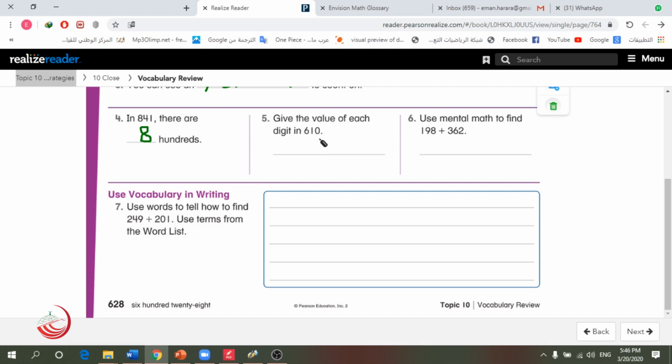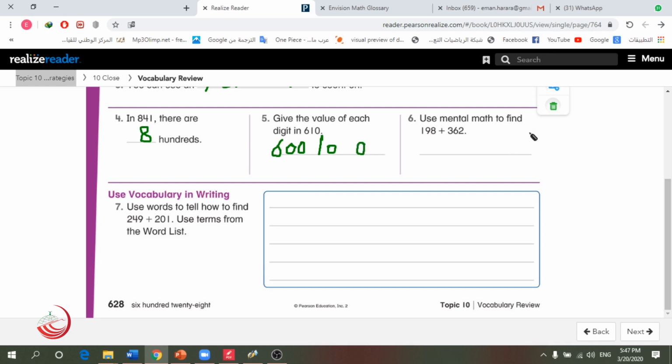Give the value of each digit in 610. So here the 600, how much it will be? 600. So I will write here 600. What about the 1? What is the value of the 1 here? It will be 10. What about the 0? The 0 is the ones. It will stay 0 because it is ones.